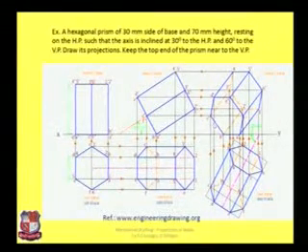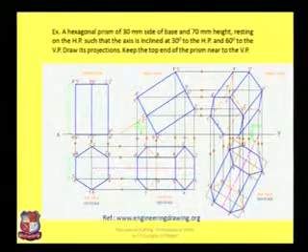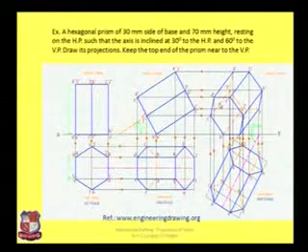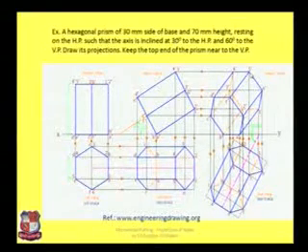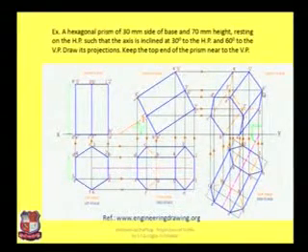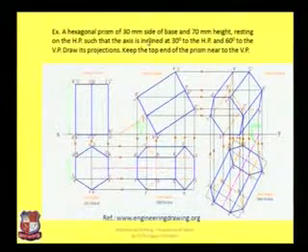Now join a with 1, it is visible. b dash with 2 dash, it is not visible. c dash with 3 dash, it is also not visible. d dash with 4 dash, it is visible. e dash with 5 dash, visible. f dash with 6 dash, visible. So this is the final answer of the given condition.